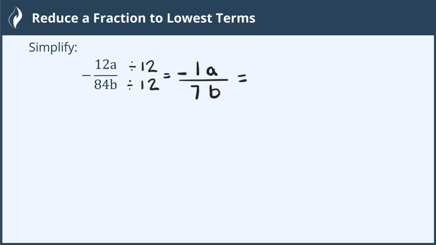I can also multiply 1 times a, which is just a. So to make it even more simplified, I'm going to leave it as negative a over 7b. And this is in its simplest form.